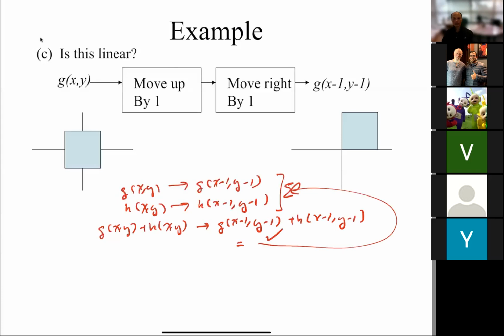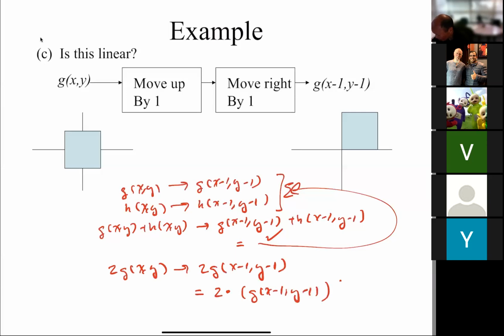So it does satisfy addition. If I have something and I shift it, and I have another thing and I shift it, and I have the two of them there, then the system shifts both of them. So that satisfies addition. Similarly, if I multiplied g(x,y) by 2, that would just shift the whole thing, which is equal to 2 times my original output. So that all satisfies scaling.